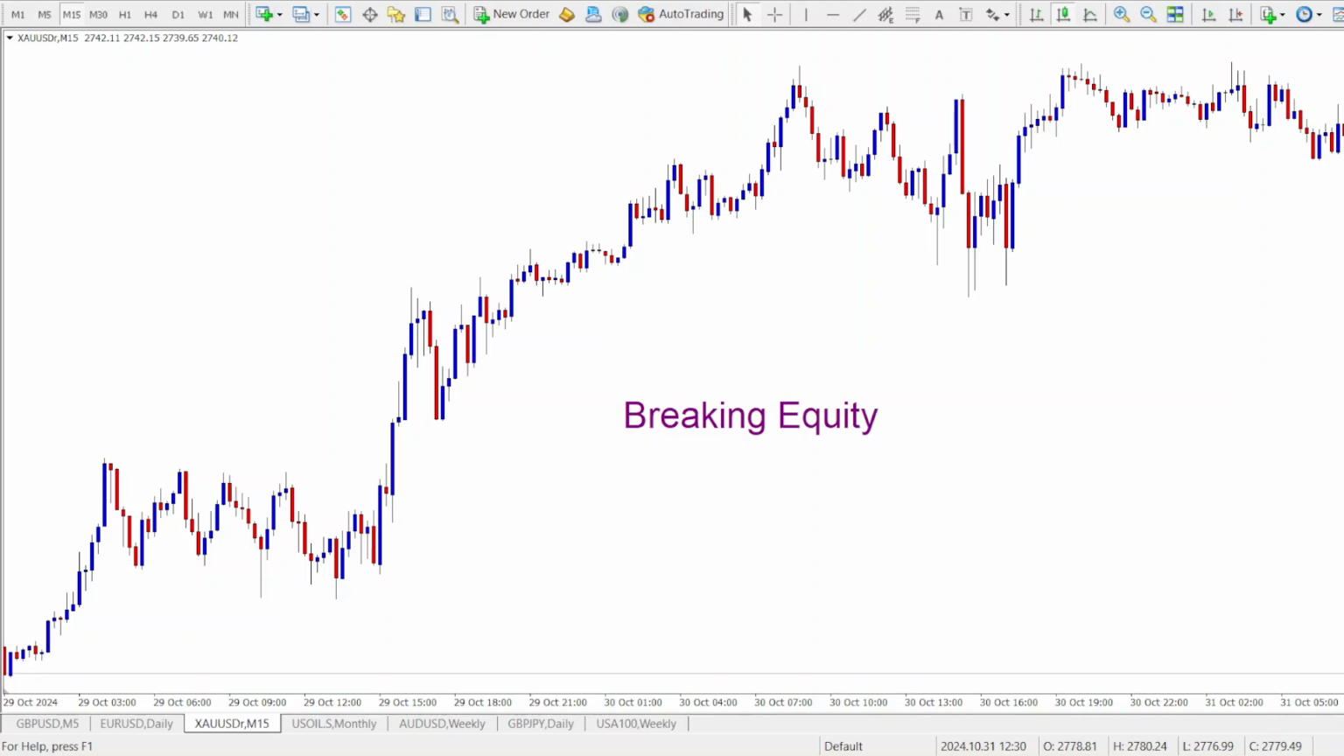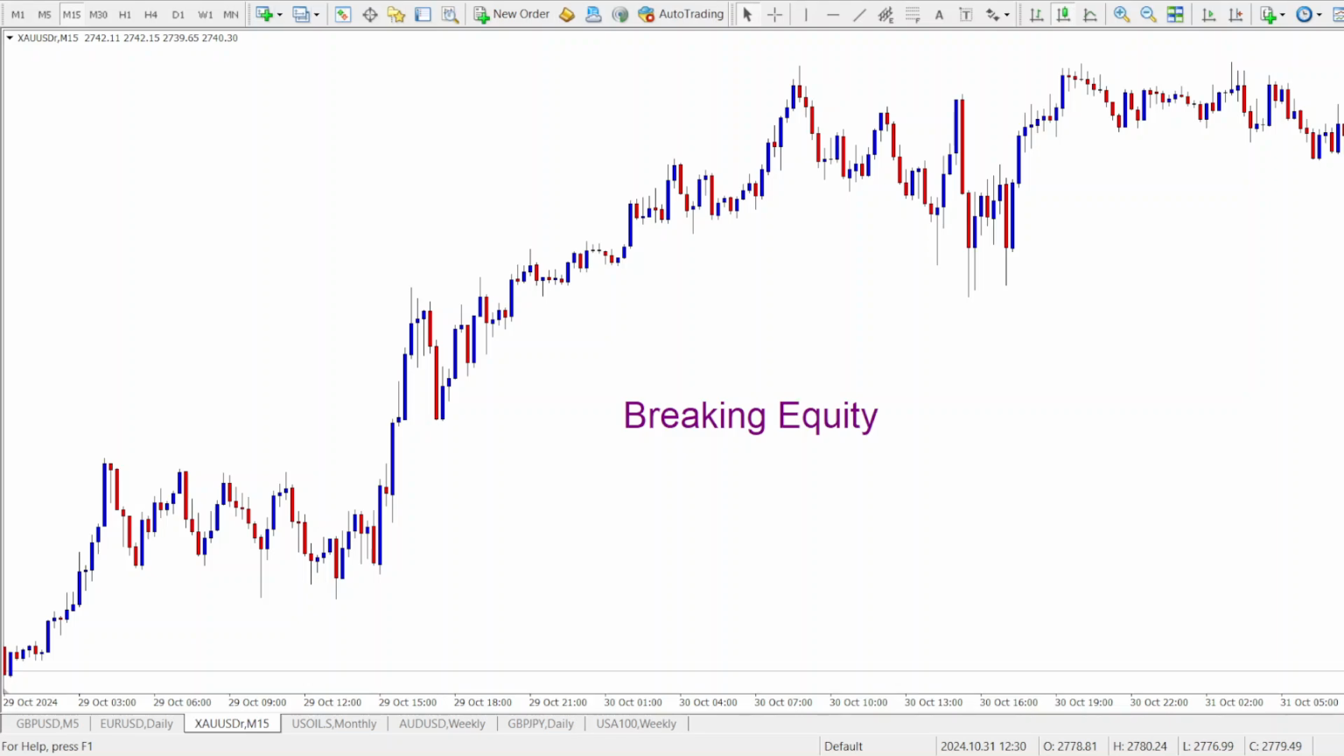Thirdly, diversify your portfolio. Diversification can also play a key role in equity management. By spreading your investment across various currency pairs, you can reduce the impact of a poorly performing asset on your overall equity. This approach allows you to capitalize on different market movements while minimizing risk.